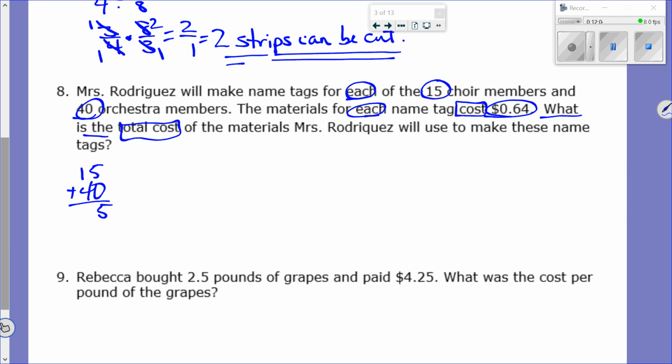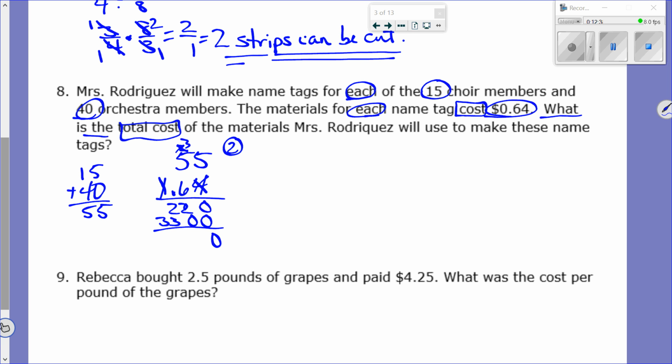Gives me 55. And then I multiply that by the total cost. So 55 times 64 cents. Remember, when we multiply by decimals, all I do is count my decimals to start. And then what I'm going to do is multiply 55 times 64. So 4 times 5 is 20. 20 plus 2 is 22. I've taken care of the fourths. I put my placeholder in. 6 times 5 is 30. Carry the 3. 30 plus the 3 is 33.